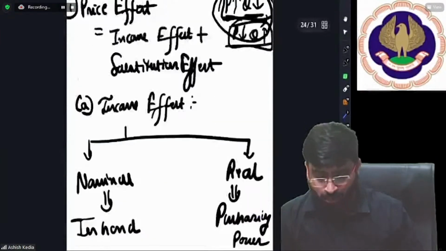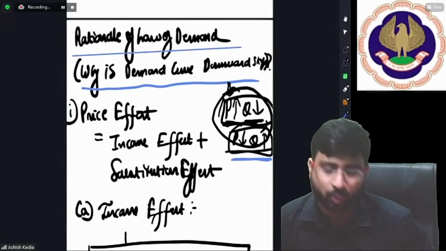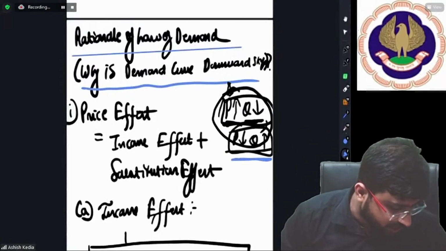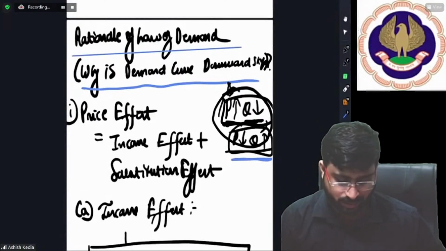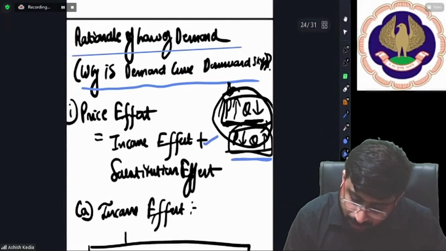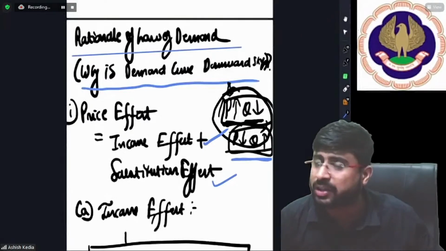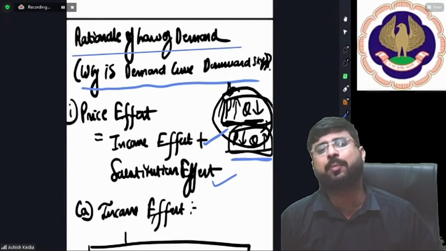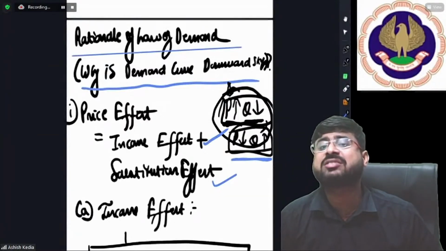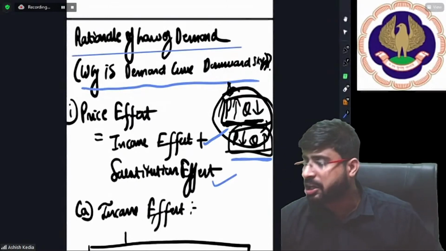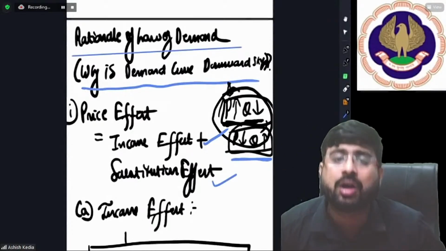Didn't I tell you at the very beginning that all my answers will end here only? That price rises, quantity falls; price falls, quantity rises. So price effect is income effect plus substitution effect. Remember, income effect is not concerned with nominal income. Income effect is related to real income.